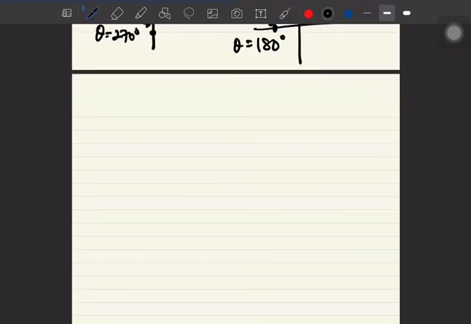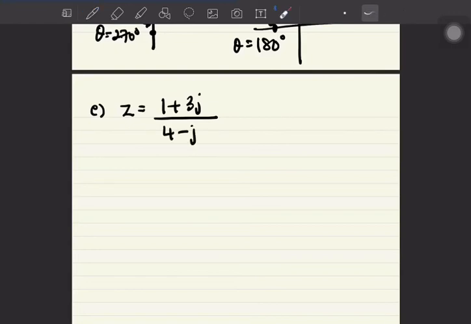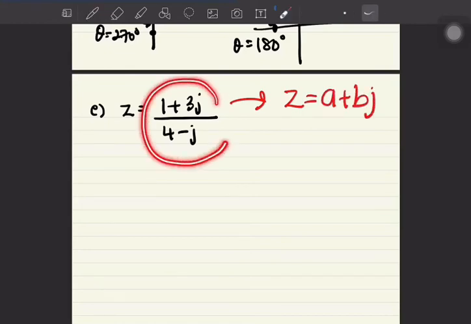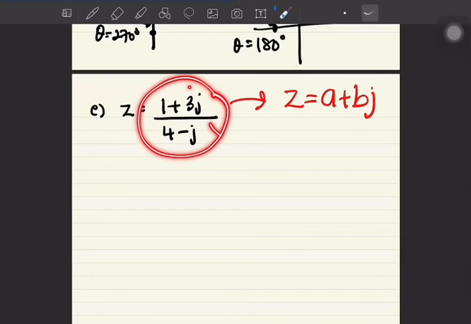So for the last question, for E, you are given z is equal to 1 plus 3j over 4 minus j. For this case, you cannot simply plot. You need to do something first. You need to express this into the general form of the complex number, which is z is equal to a plus bj, because from here, you don't know what is your a and what is your b.